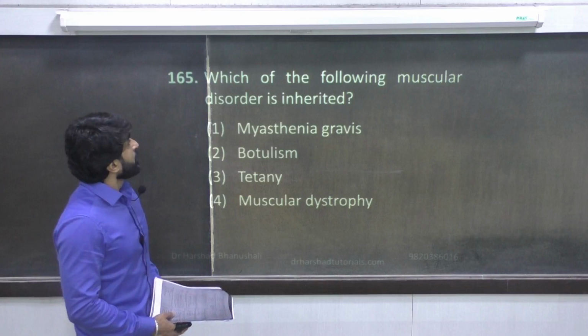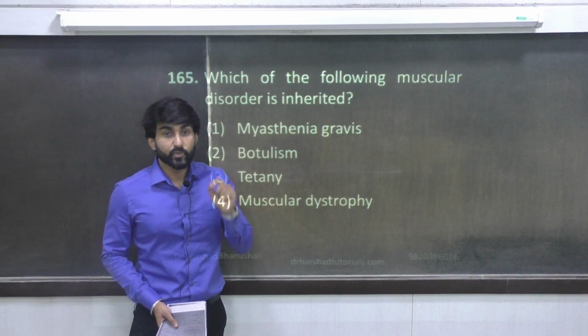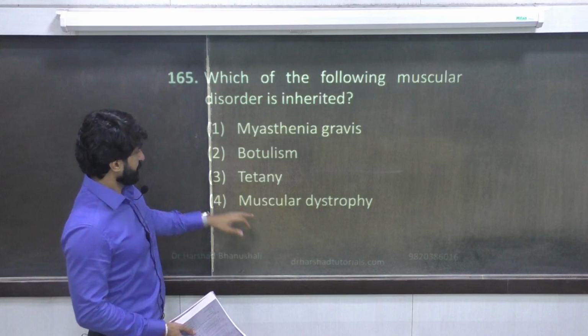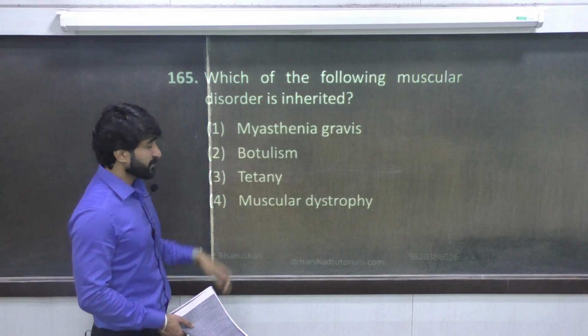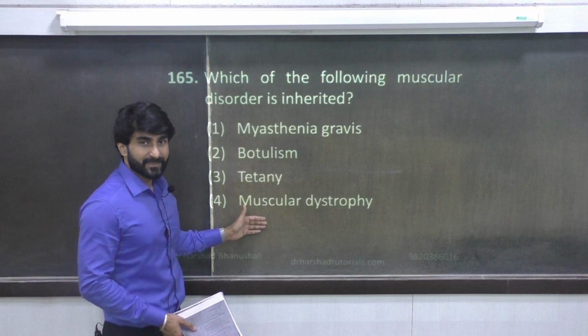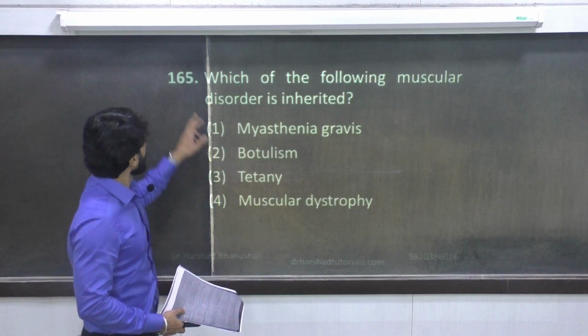Which of the following is a muscular disorder which is inherited? Straightforward question. You know that Duchenne muscular dystrophy is a genetic disorder. Muscular dystrophy is here in your option. This is an autoimmune disease. This is caused by poisoning. This is caused because of hormone calcium disorder. This is muscular dystrophy. It's a genetic disorder caused because of defective genes. So your answer for 165 is option number 4.